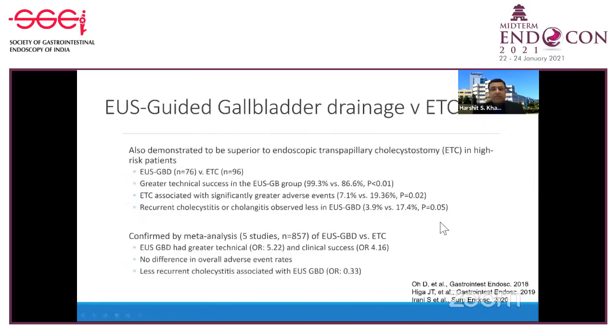So when we compare EUS-guided gallbladder drainage to other endoscopic modalities of drainage, such as endoscopic transpapillary cholecystostomy, data has shown that there is greater technical success with EUS-guided gallbladder drainage, as we saw in the earlier RCT, upwards of 97 to 100%. ETC, which is the transpapillary drainage, was associated with a higher risk of adverse events. Recurrent cholecystitis and cholangitis were observed significantly less in the EUS-guided gallbladder drainage group.